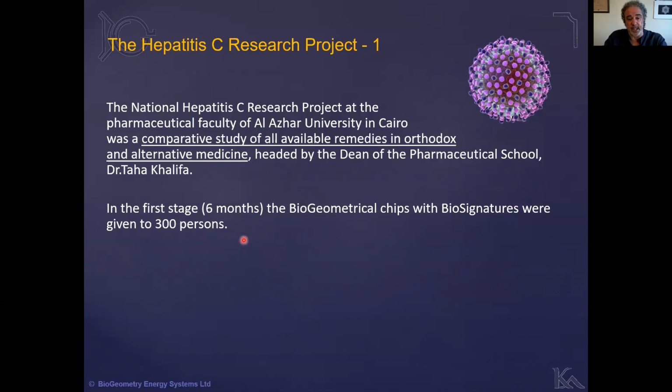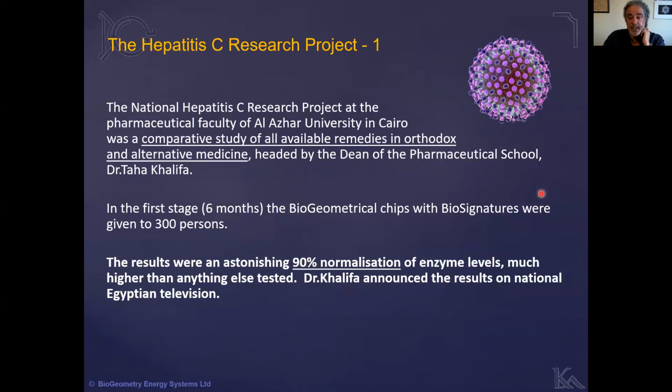In the first stage, throughout 6 months, the biogeometrical chips with biosignatures were given to 300 persons, because biogeometry, of course, did not have something to be ingested like the pharmaceutical solutions had. It simply had a kind of a makeshift medallion with biosignatures, which people had to wear all throughout the test period. The results were an astonishing 90% normalization of enzyme levels, which was much higher than anything else tested. Yes, it actually surpassed the effect of the pharmaceutical drugs against hepatitis C.